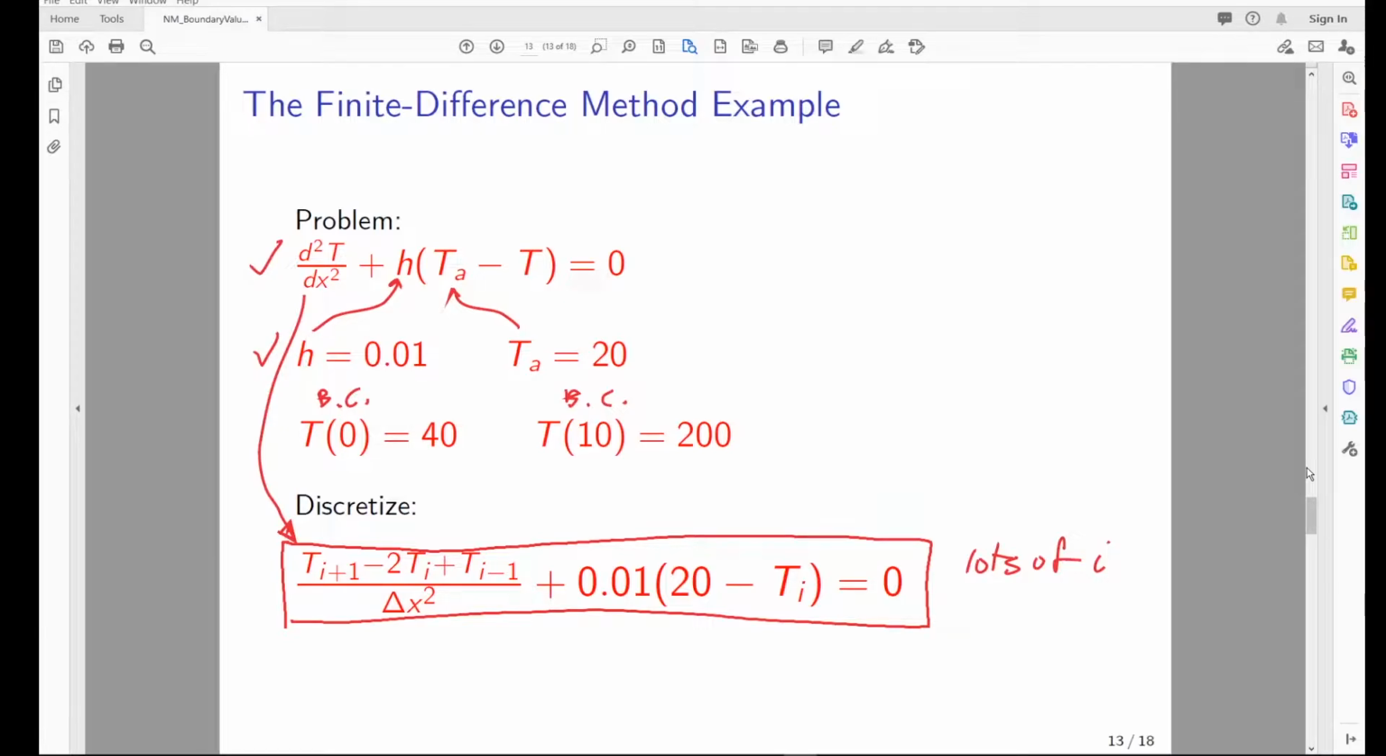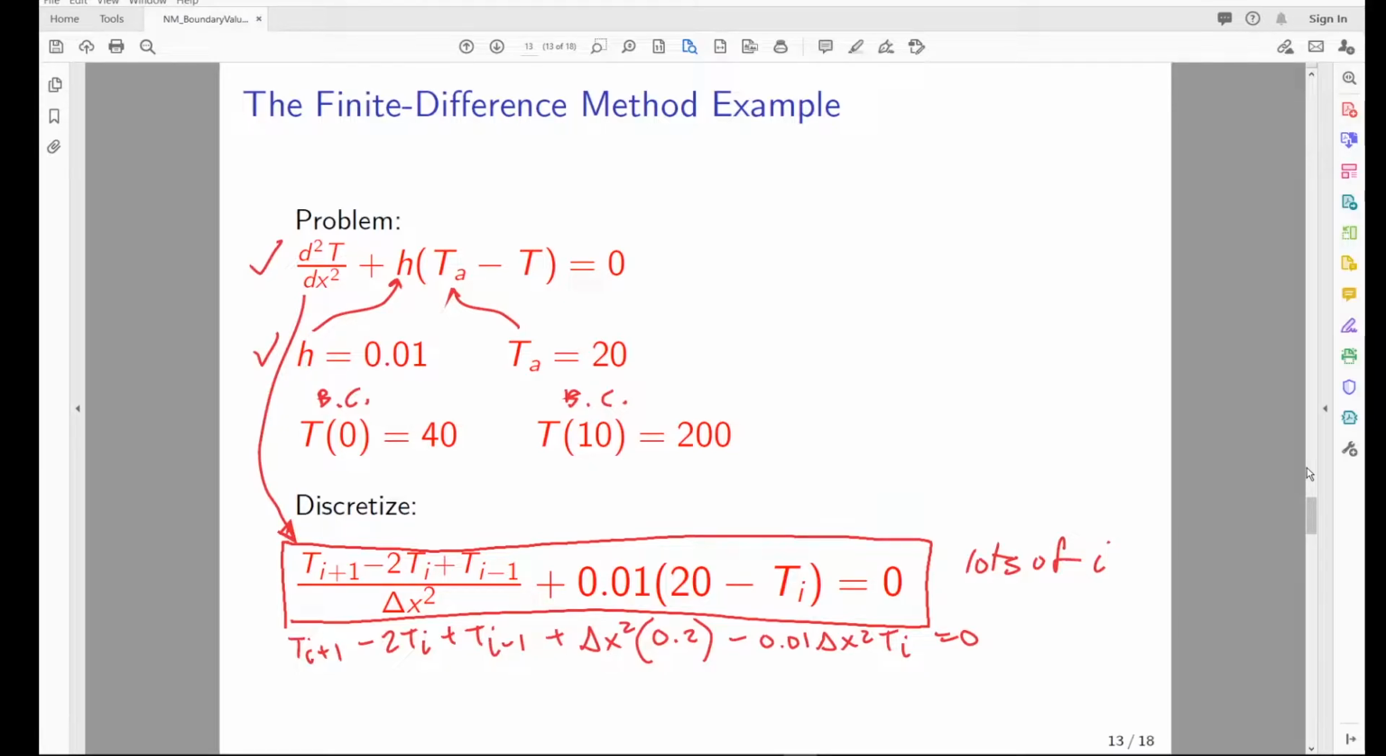Okay, but before we do, let's try to make it a little bit easier so we can see this equation. So what I'm going to do is multiply delta x squared across all these different terms, and I'm going to try to isolate T_i. So I have now T_{i+1} minus 2T_i plus T_{i-1} plus delta x squared times 0.2, minus 0.01 times delta x squared times T_i equals 0.